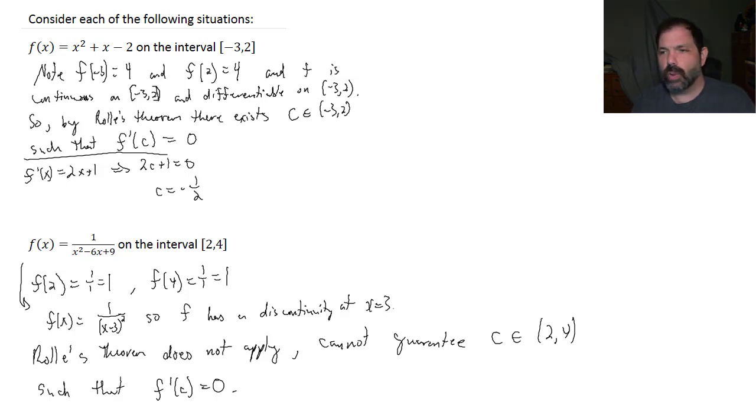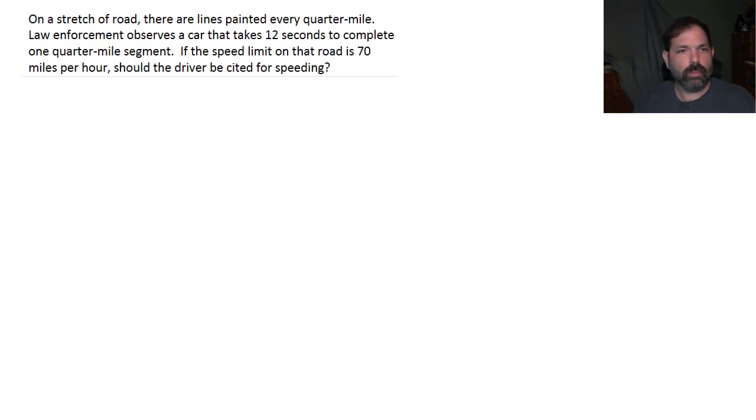Let's lead up to another situation now. Let's think about this problem. On a stretch of road, there are lines painted every quarter mile. Law enforcement observes a car that takes 12 seconds to complete 1 quarter-mile segment. If the speed limit on that road is 70 miles per hour, should the driver be cited for speeding? All right, so I'd like for you to think about this problem a little bit. Maybe try a little work on your own before I do it. So now would be a good time to pause.